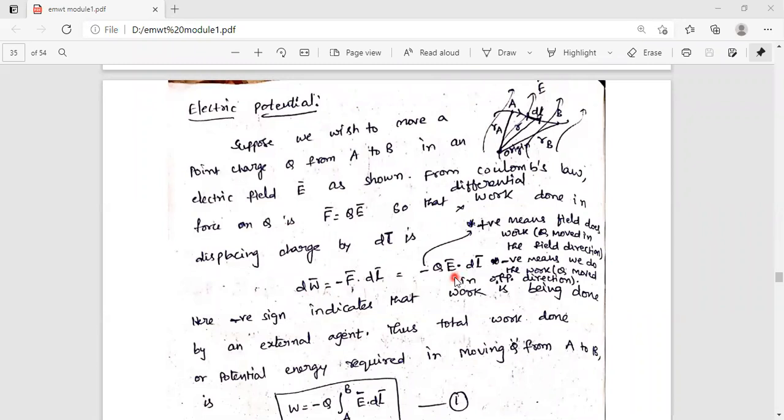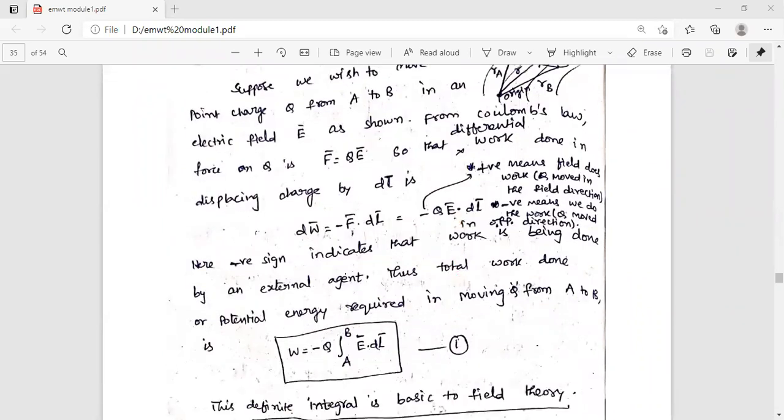Now if we want the total work done in moving the charge along the total length from A to B, what do we have to do? Simply take the integral on both sides. So W, the total work done, is equal to minus Q, which is constant so we keep it outside the integral, minus Q integral of E bar dot dl bar. This expression is very, very important. It gives the energy or work done in moving a charge Q from initial position A to final position B, where A represents the initial point and B represents the final point.